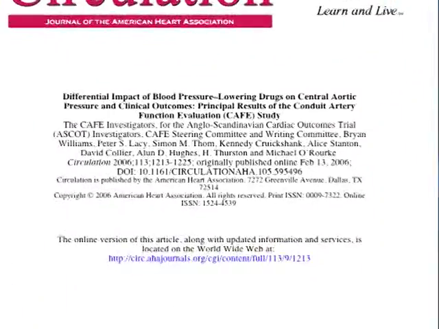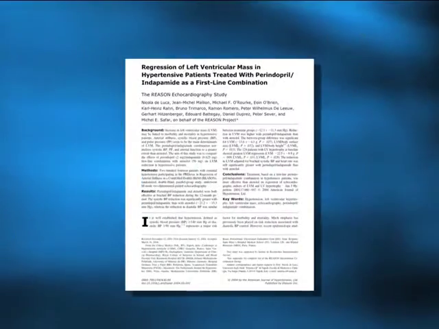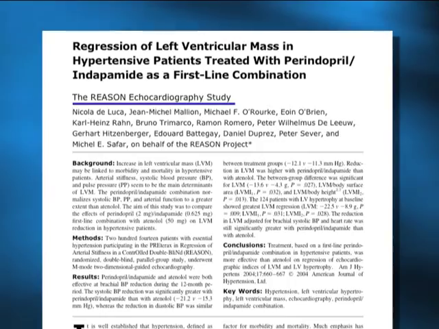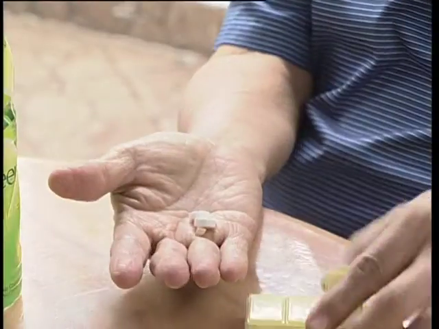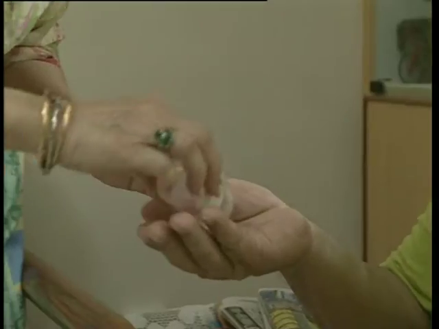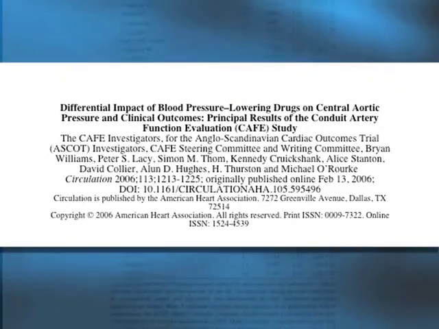And what is the significance of having a higher central aortic pressure? There are big studies like the CAFE study and the REASON study. All these studies have shown that different drugs can affect the central pressure differently. For example, in the CAFE study, we have two groups of over 2,000 patients followed up for 5 years, with the same blood pressure level kept for 5 years. They are almost identical and matched for age, sex, and everything else.